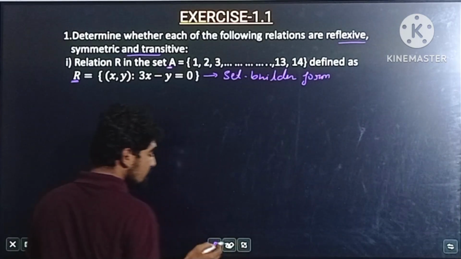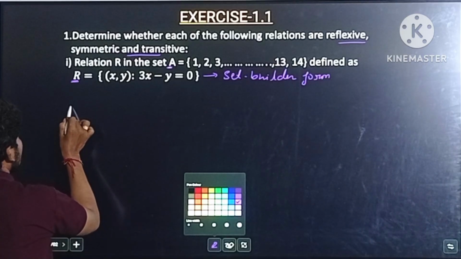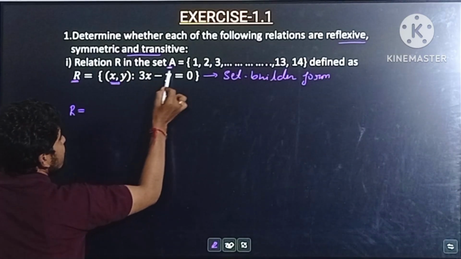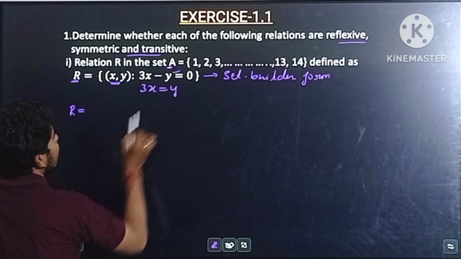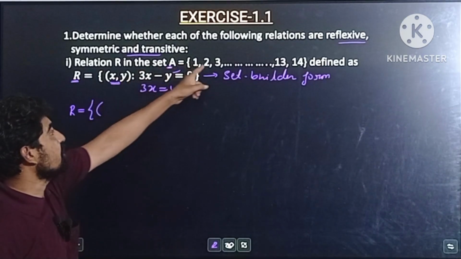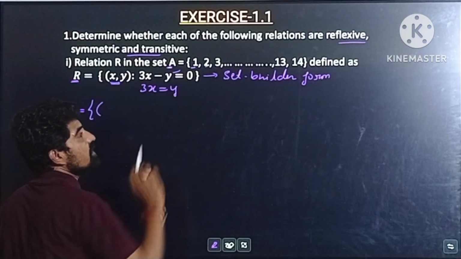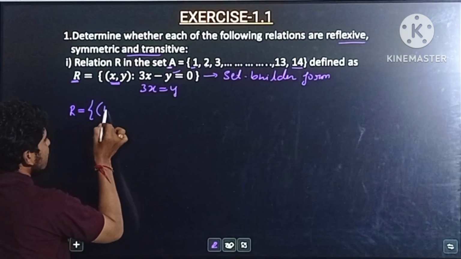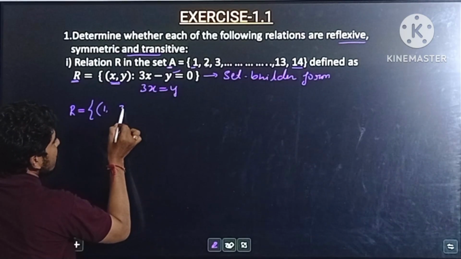Since set A consists of a limited number of elements, we may write its roster form. The relation R is given as 3x minus y, which can also be expressed as 3x is equal to y. So the roster form of the relation R: this relation is defined on the set A, which means the values of x can be taken as 1, 2, 3 and so on, up to 14. When x is equal to 1, the value of y is 3 into 1, which is 3.